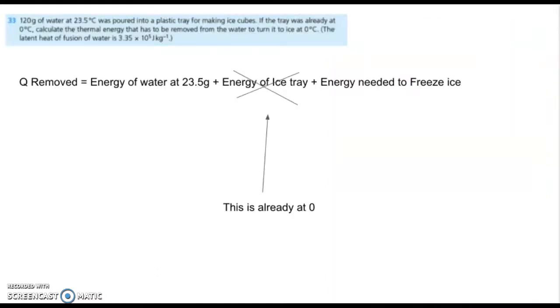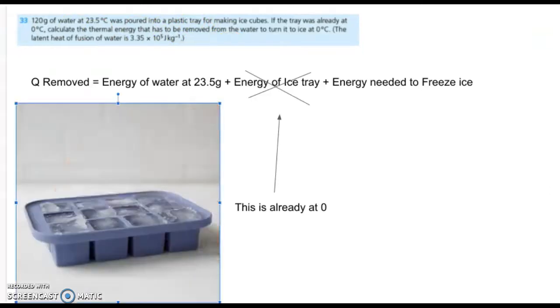Here's a question. 120 grams of water at 23.5 degrees was poured into a plastic tray for making ice cubes. So there we go. It's always helpful to actually look at something. So we've got water being poured into a plastic tray to make ice cubes. The tray was already at 0 degrees. Okay, so we don't have to cool the tray down, which is helpful. Calculate the thermal energy that has to be removed from the water to turn it all into ice.